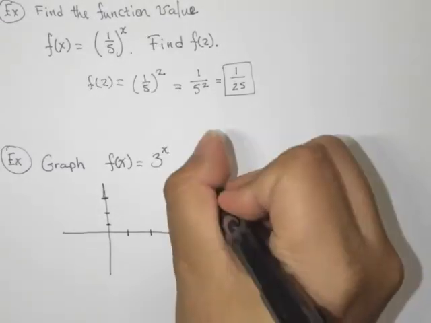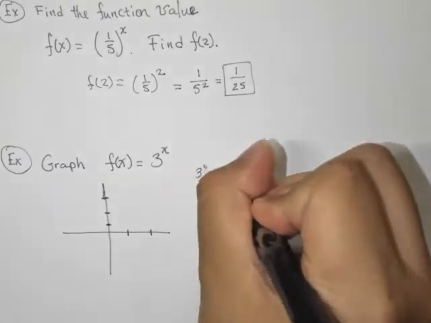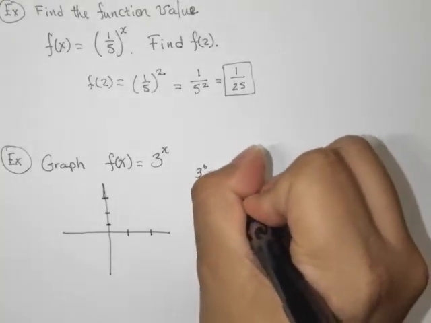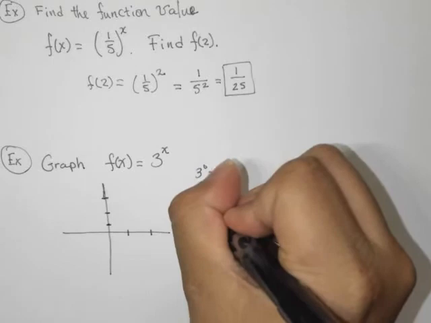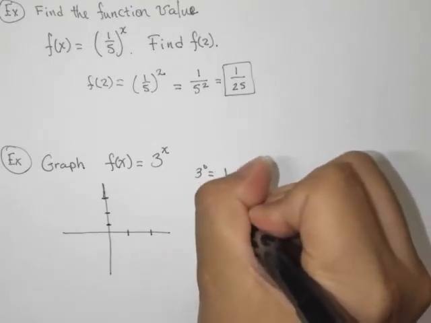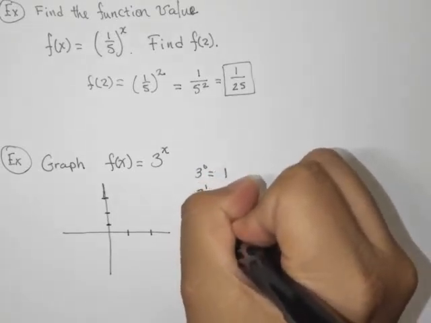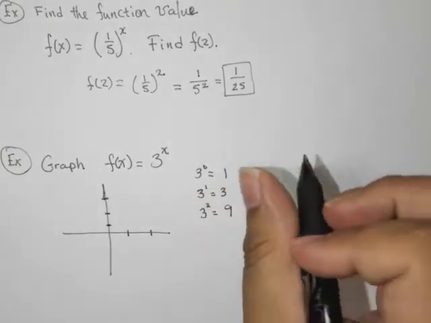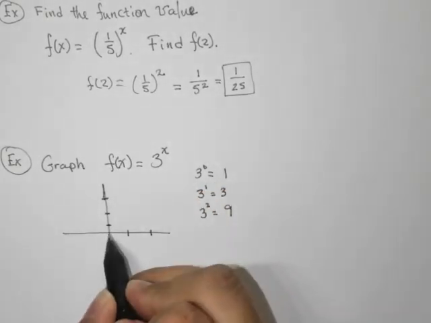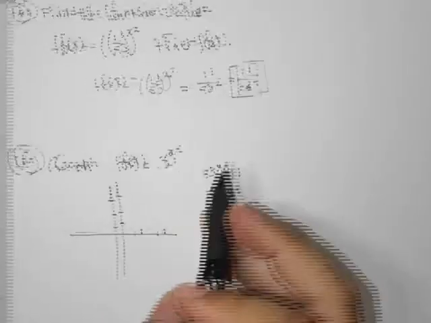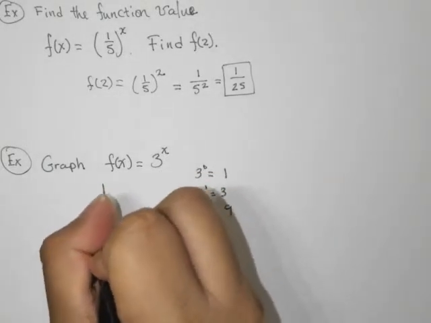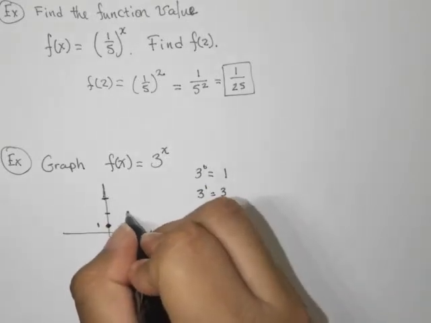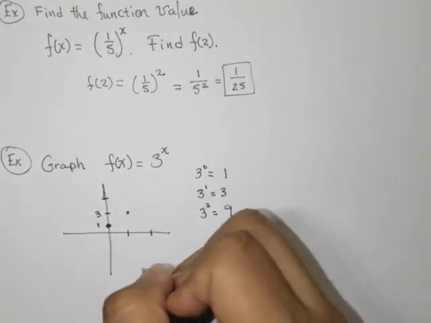What is 3 to the 0 power? Well, 3 to the 0 power, or really anything to the 0 power, evaluates to 1. 3 to the first power evaluates to 3. And then 3 to the second power evaluates to 9. So let's plot some points here. When x is 0, when the exponent is 0, this should be 1. When x is 1, this should be, let's call this one 3.